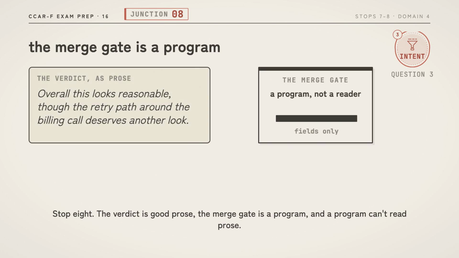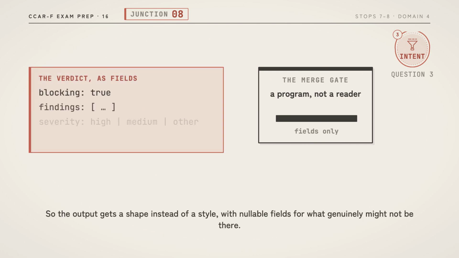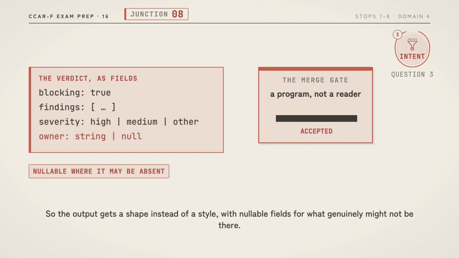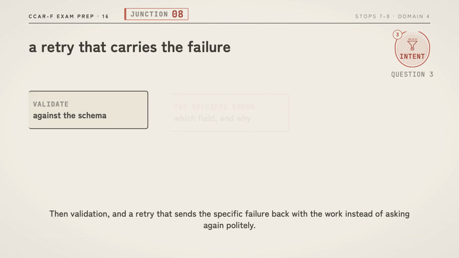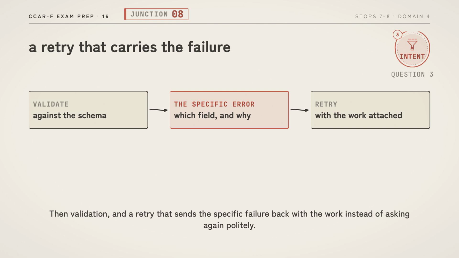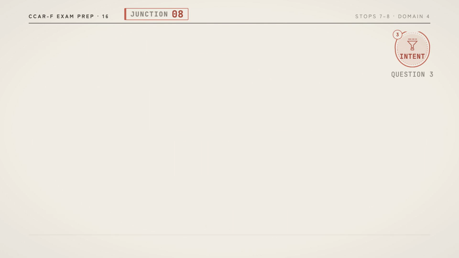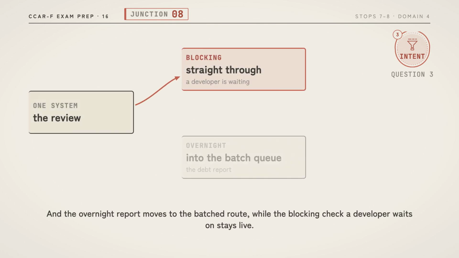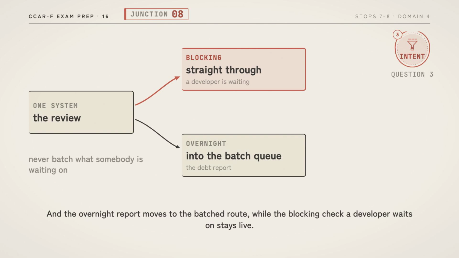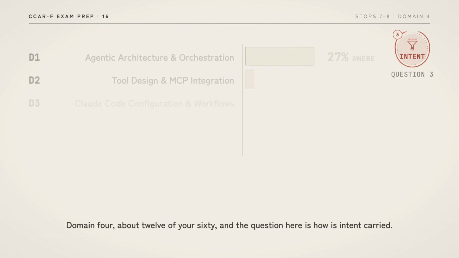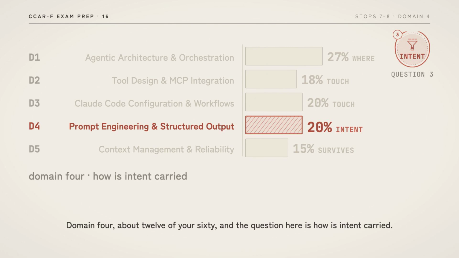Stop 8. The verdict is good prose. The merge gate is a program, and a program can't read prose. So the output gets a shape instead of a style, with nullable fields for what genuinely might not be there. Then validation and a retry that sends the specific failure back with the work instead of asking again politely. And the overnight report moves to the batched route, while the blocking check a developer waits on stays live. Domain 4, about 12 of your 60, and the question here is how is intent carried?